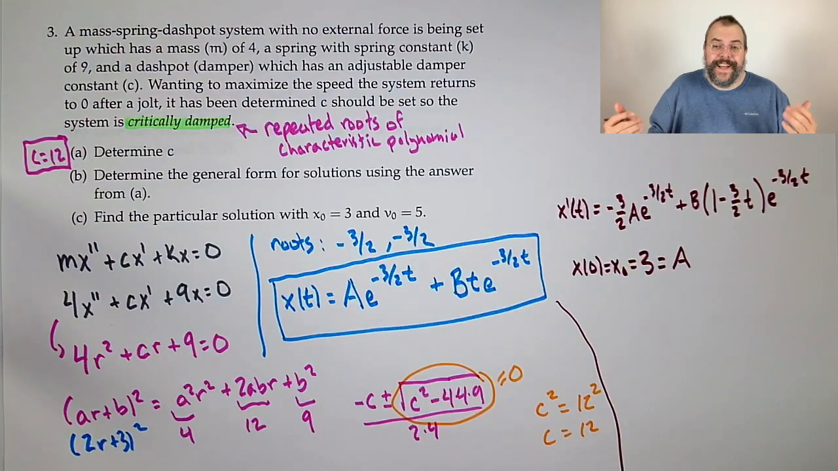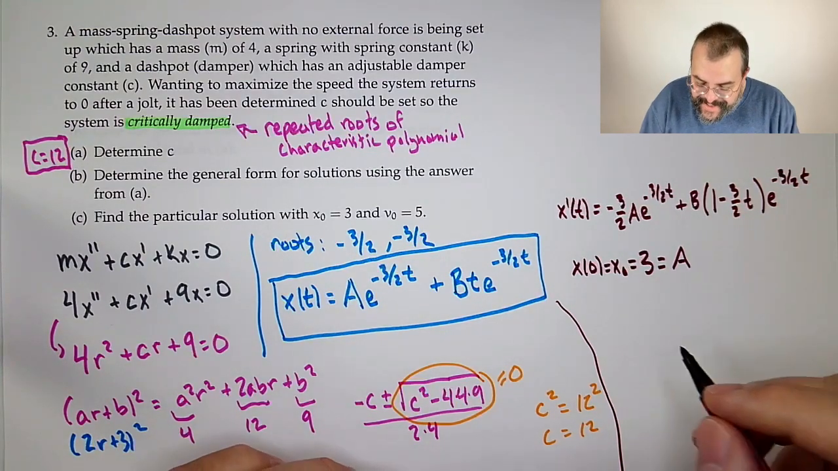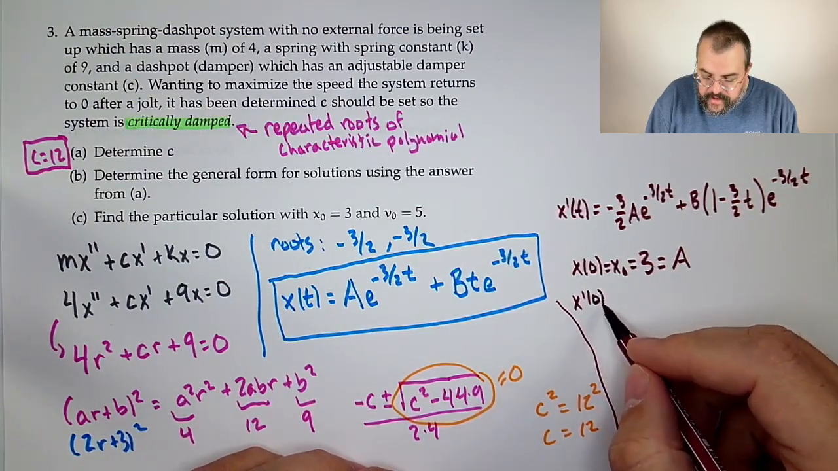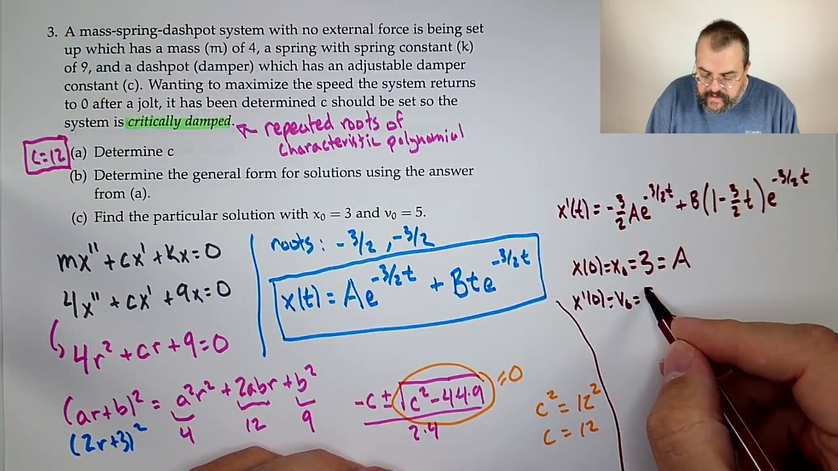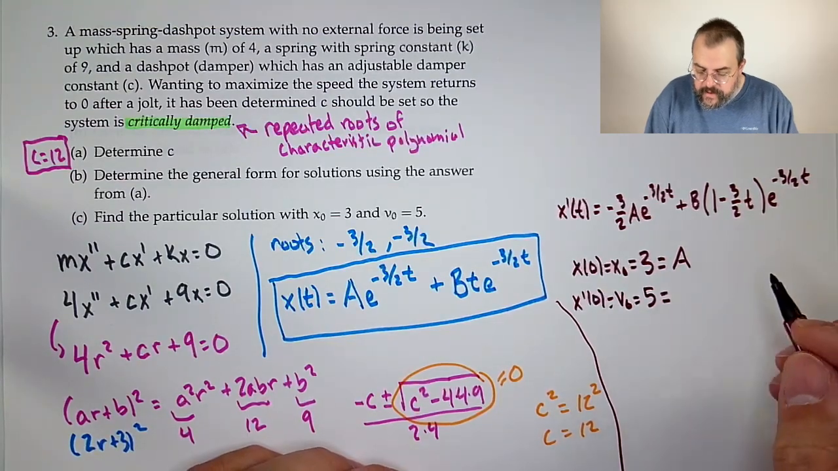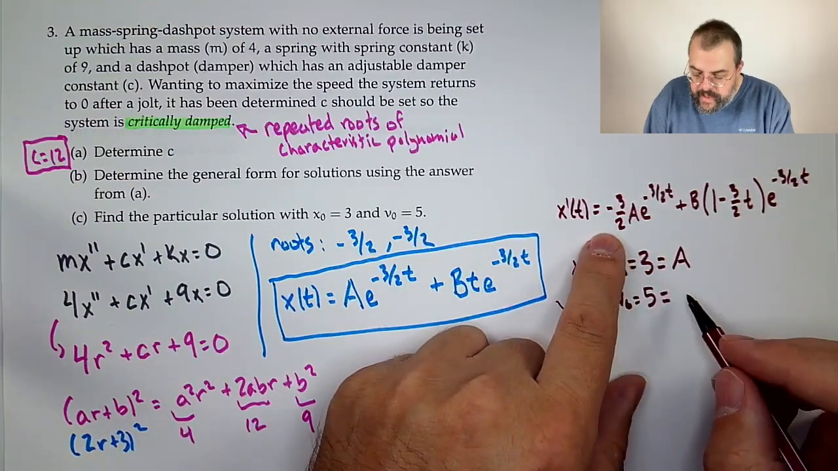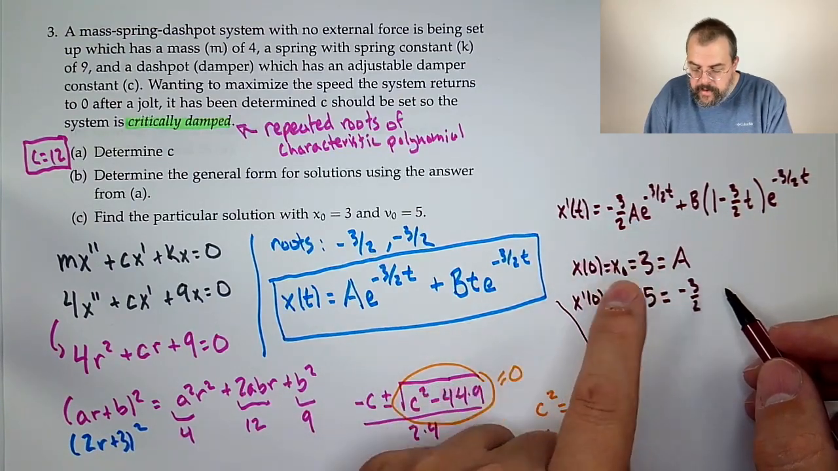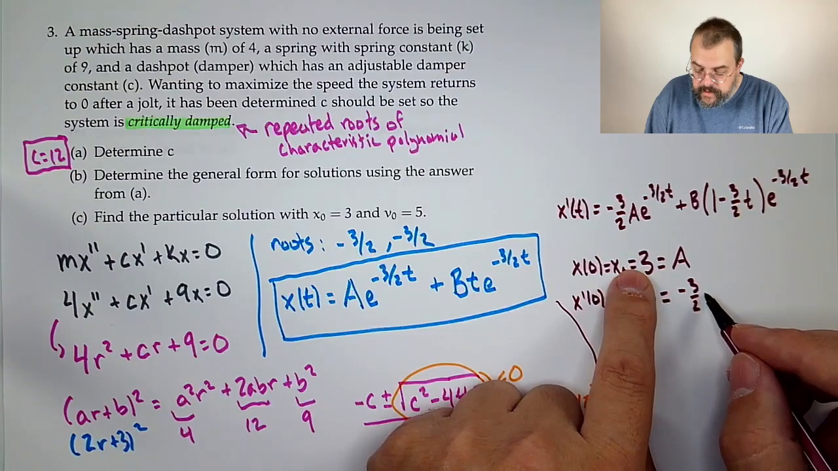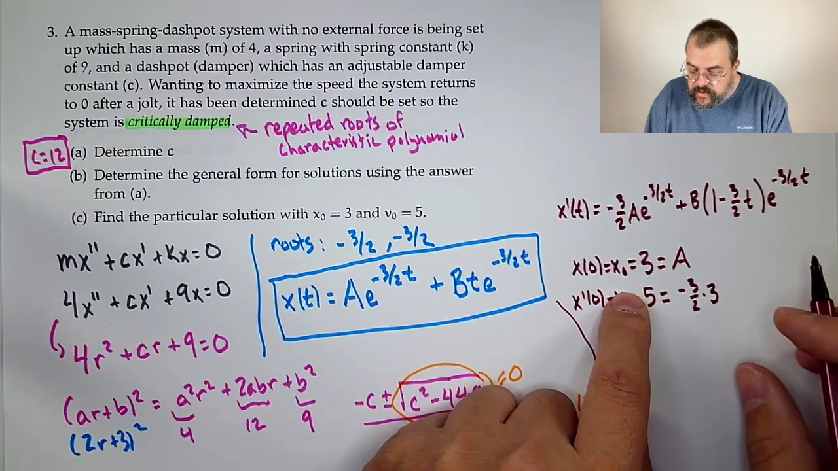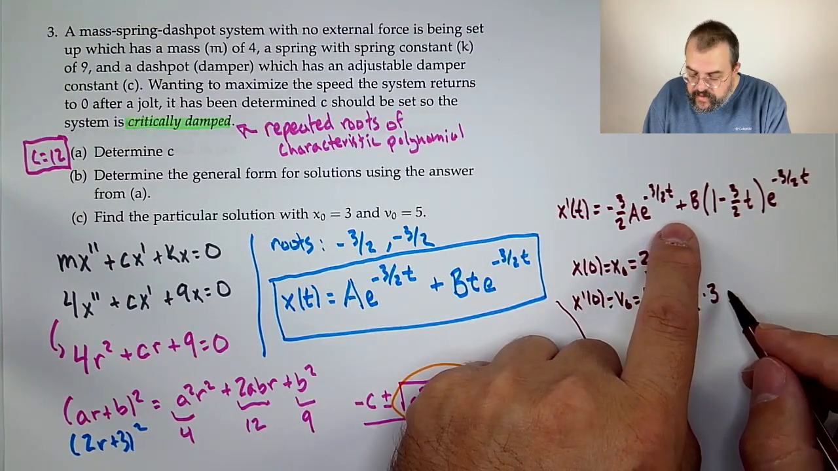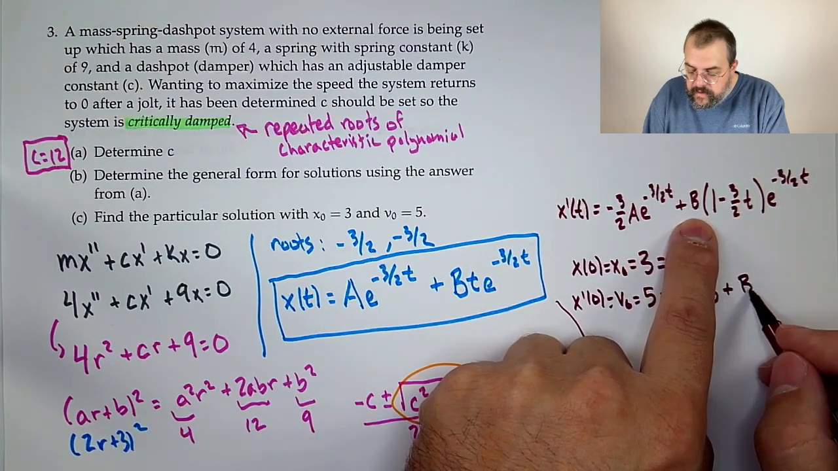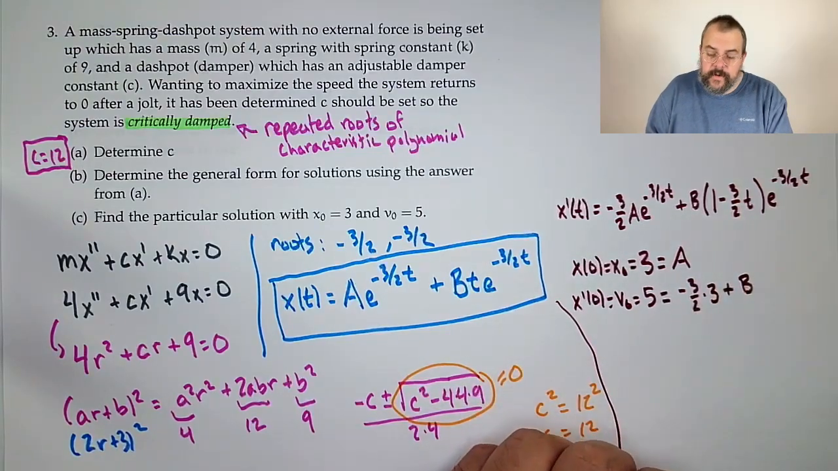So we solve for a. Nice. All right. On the other hand, we have x prime of 0. Well, that's our v0. That's 5. Well, what is that? That's minus 3 halves times a. But we know what a is, so we can go ahead and put that in. Minus 3 halves times 3, plus here we have b times 1. And e to 0 is 1.